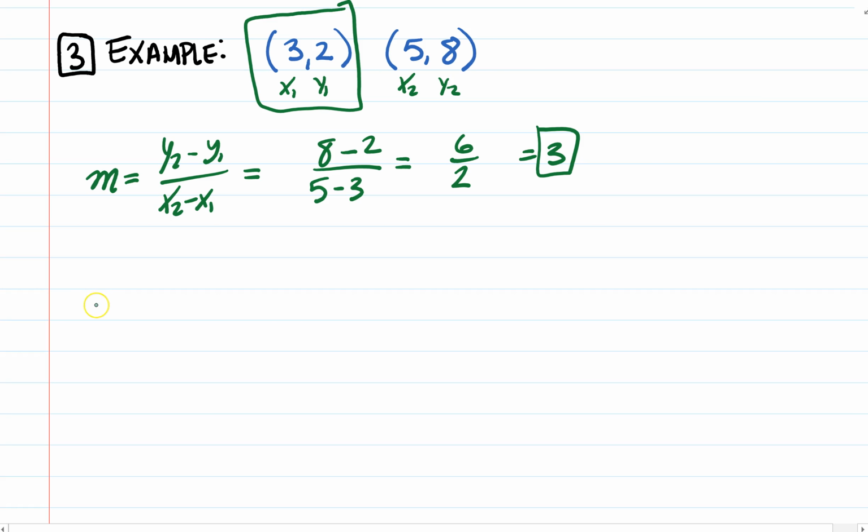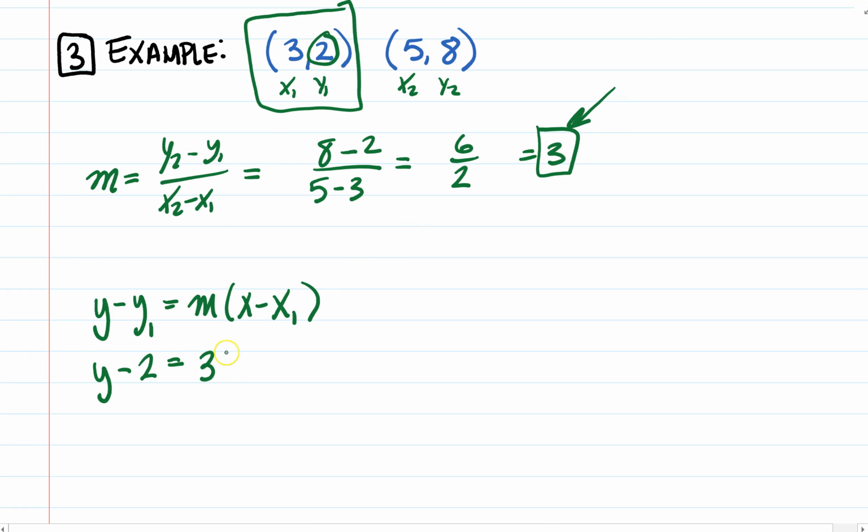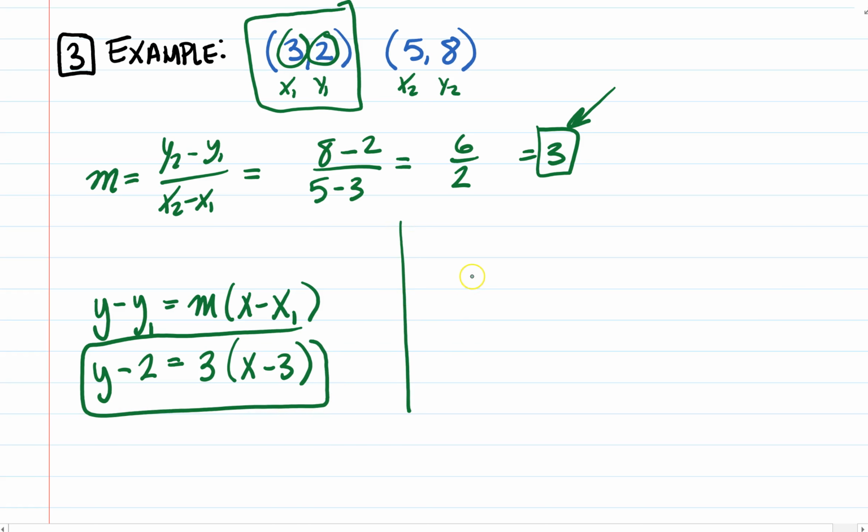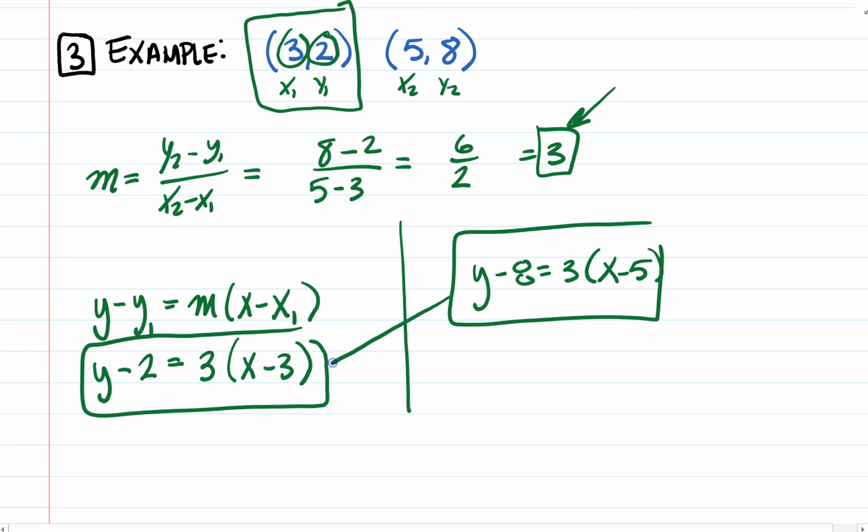For point slope form, I'm going to have y minus y1 equals m times x minus x1. So I'd have y minus 2, because that's my 2 right there, equals the slope I found earlier, which is 3 in this case, times x minus 3. Or if you use the other point, it would be y minus 8 is equal to 3 times the quantity of x minus 5. Even though these look different, if you were to multiply these out and move to the other side, you come up with the same equation. But for point slope form, you can choose either one.